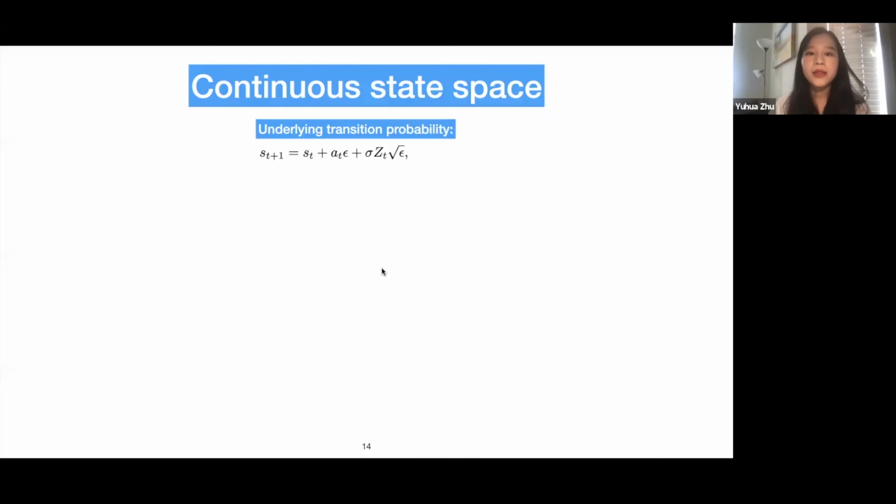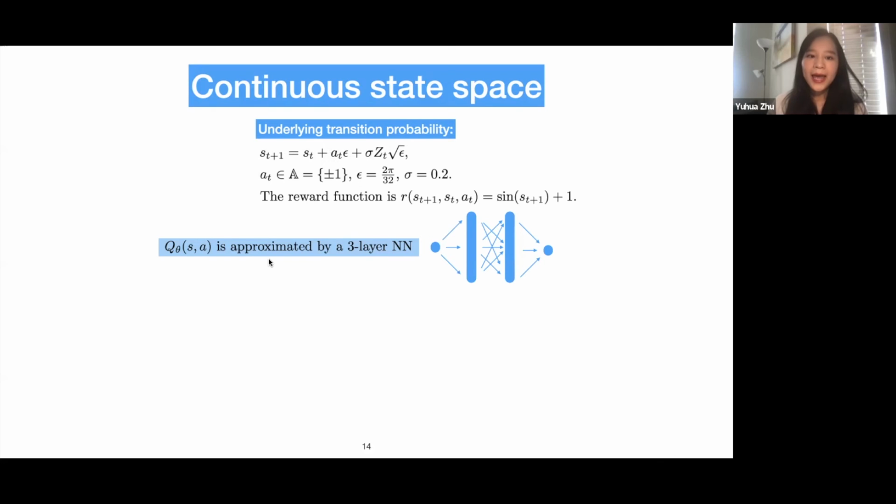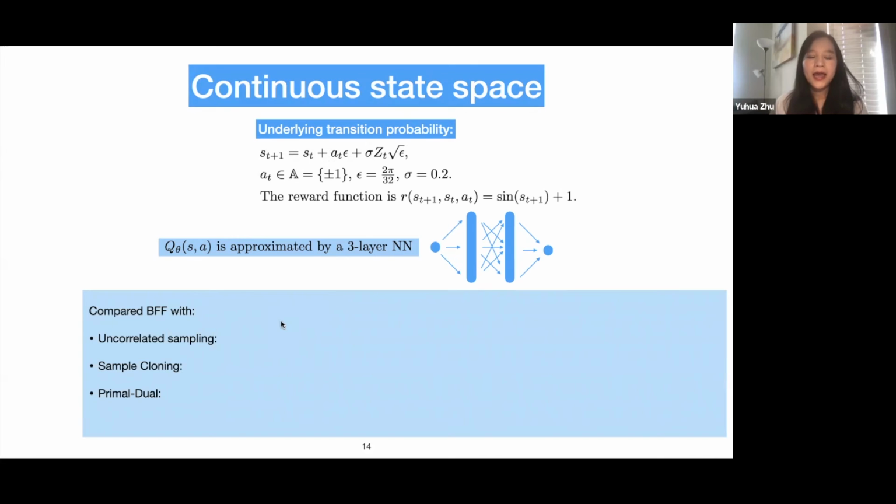We first test our algorithm on this continuous state space where the underlying dynamics is a discretized SDE. Here we assume action is +1 or -1, time step epsilon is 2 pi over 32, and noise is 0.2. And we approximate the value function by a 3-layer neural network. The uncorrelated sampling is basically the unbiased SGD, which is unrealistic for model-free RL. Here we just use it as a reference solution.